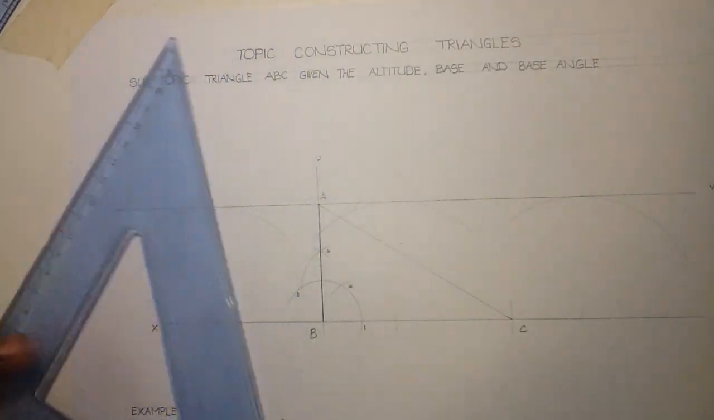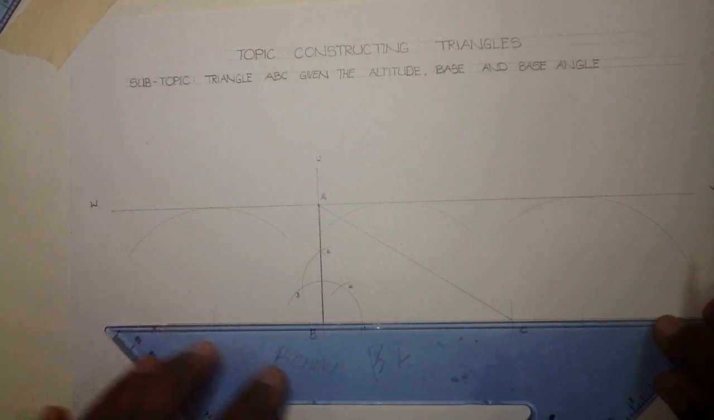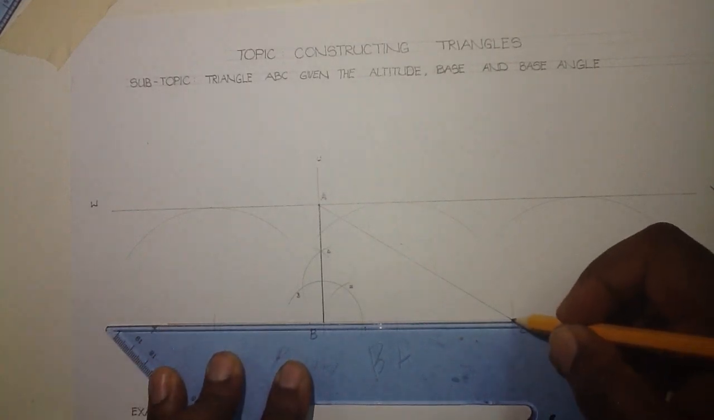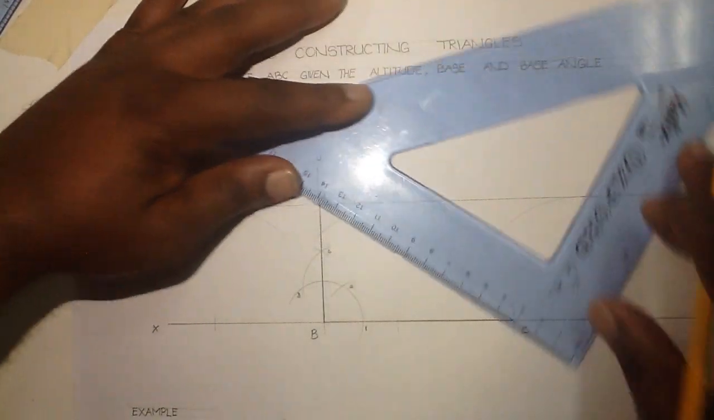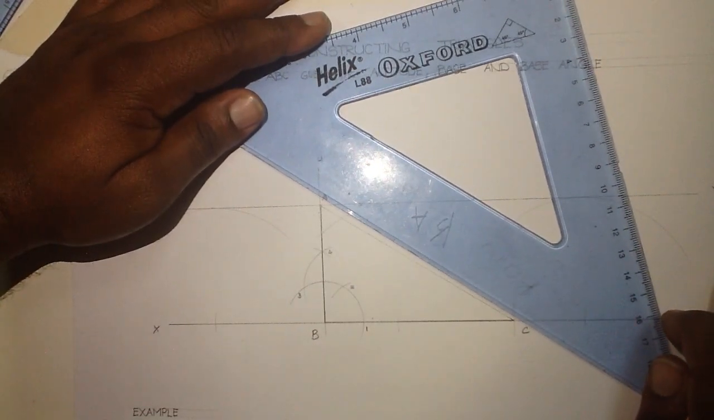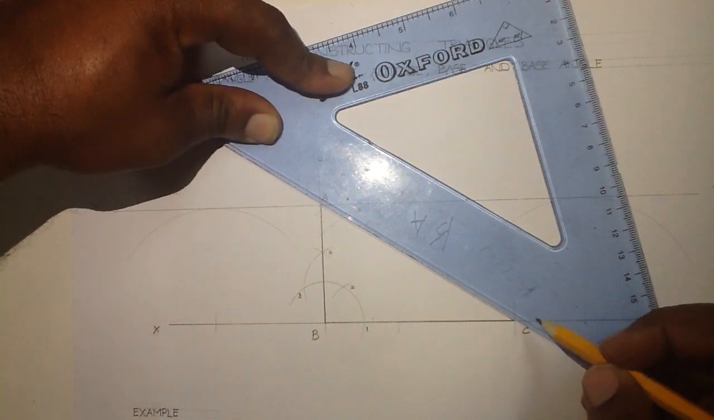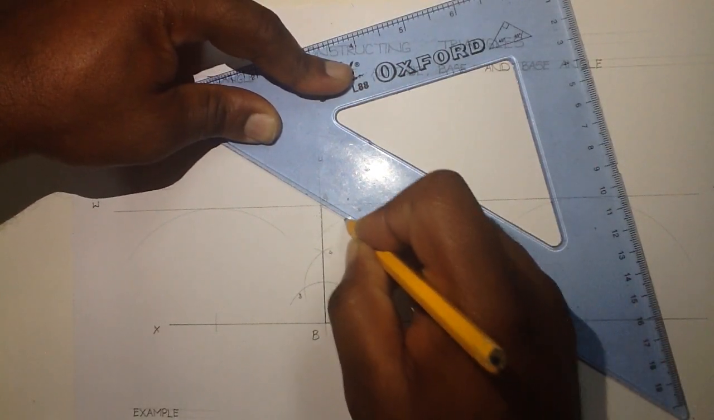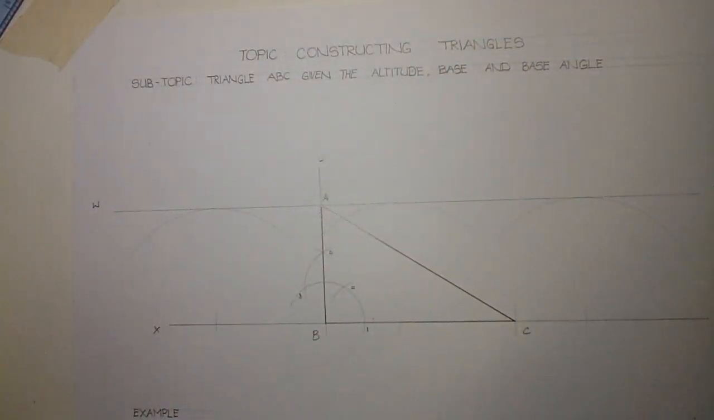Darken our line AB. Our line segment BC darkened. And we darken our line segment AC. Here we have it. The construction of a triangle ABC given the altitude, base, and base angle.